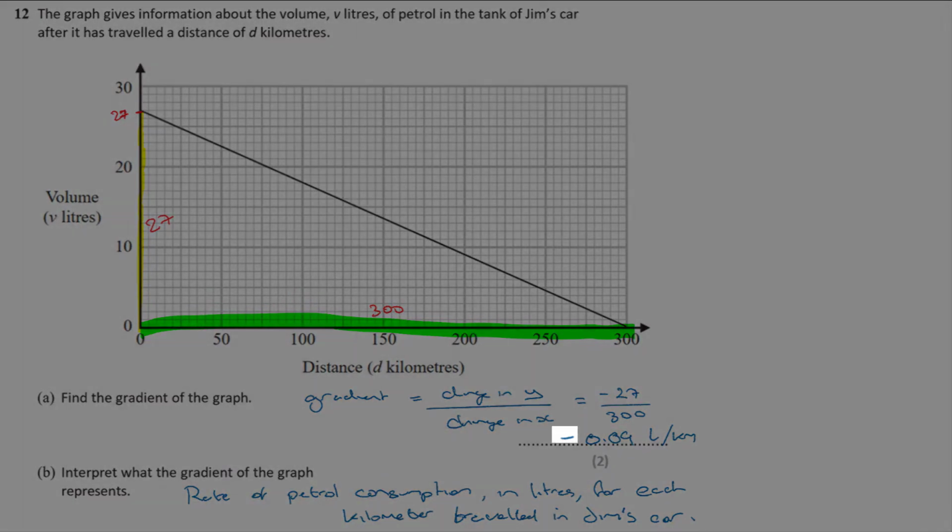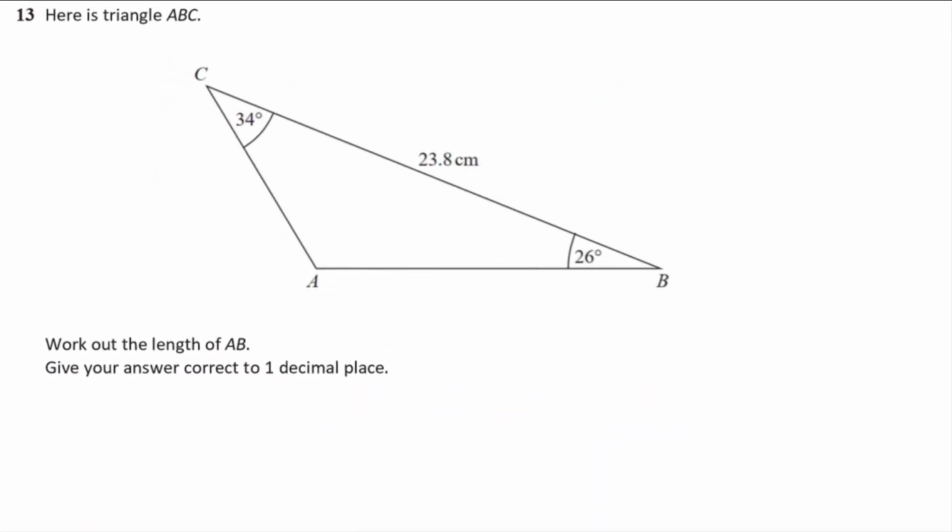Question 13. Here is a triangle ABC and we've been given various angles and sides of that triangle. Work out the length AB. Give your answer to one decimal place.